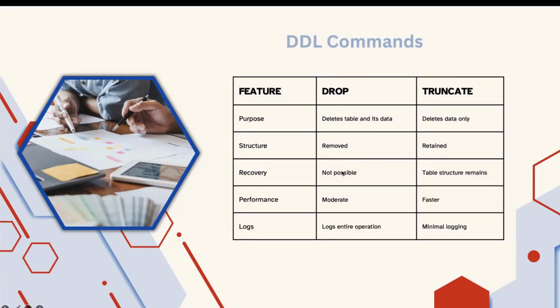Then recovery is not possible with the drop command. Here the table structure remains, as I mentioned. Here performance is moderate, and this one is faster. So let me show you in pgAdmin. I will try to execute the commands in the pgAdmin tool to show you the drop and the truncate commands.